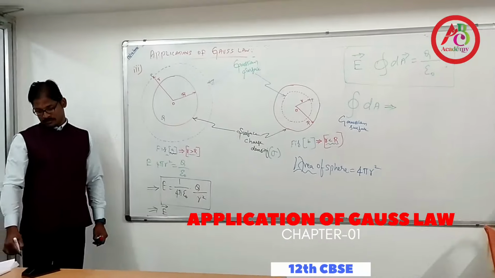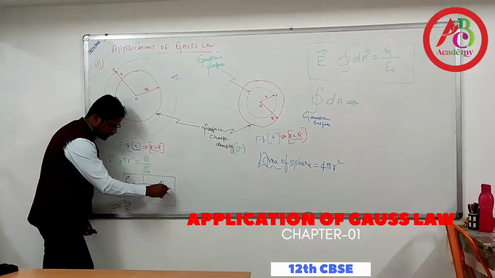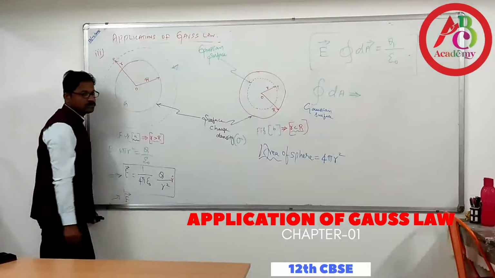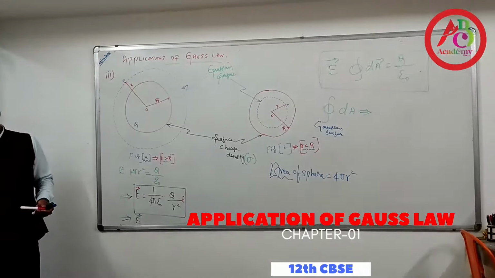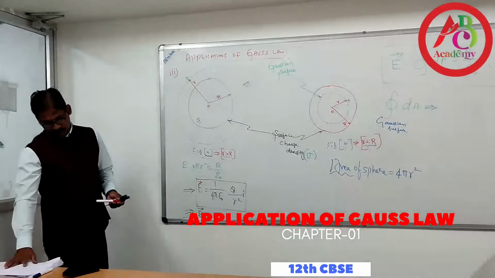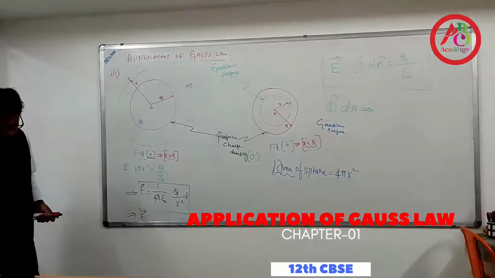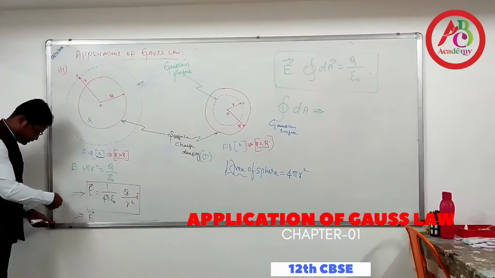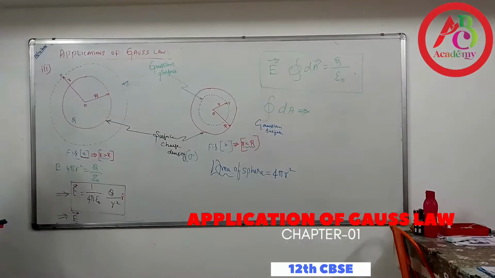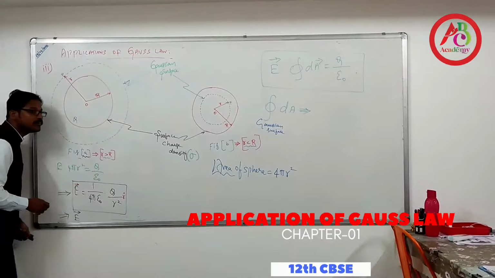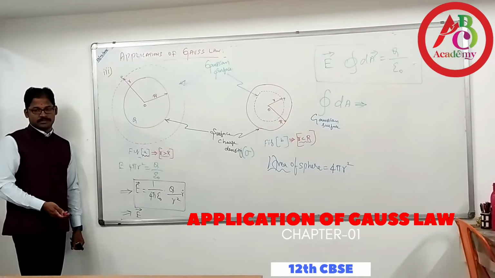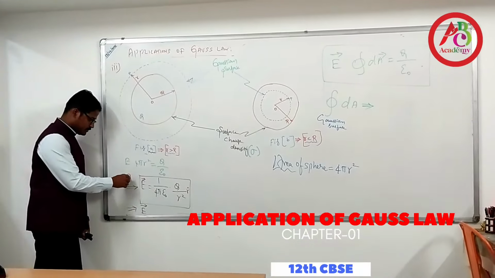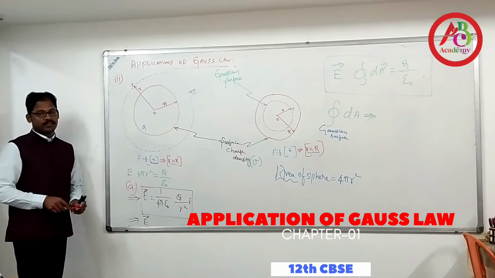Write this equation again in the form of vector form. Okay? Right? Next. So this formula is for figure A. Now we are going to speak about figure B.